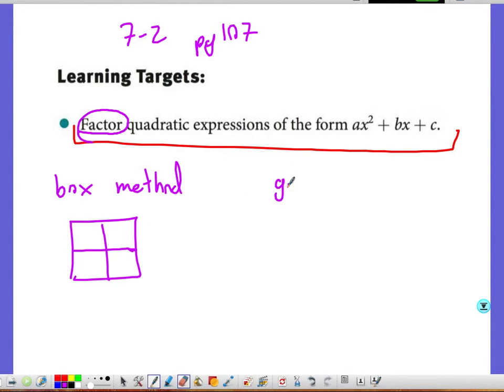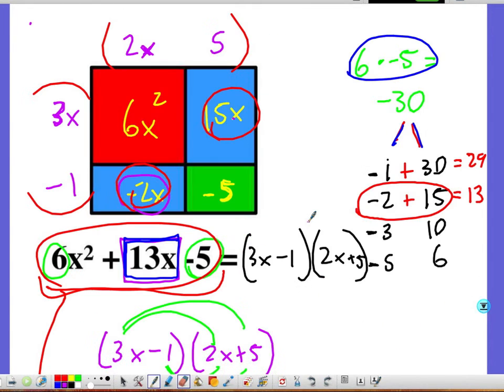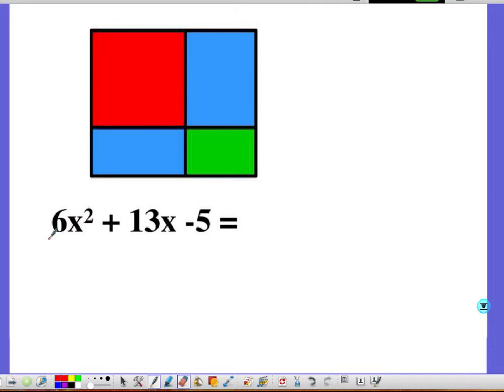Now, I do want to show you another different technique called grouping. And so what we're going to do, we're going to go through all of the ones that we just did, and instead of using the box method, we're going to use the grouping method. So let's clear that out. And we want to use the grouping method for this.